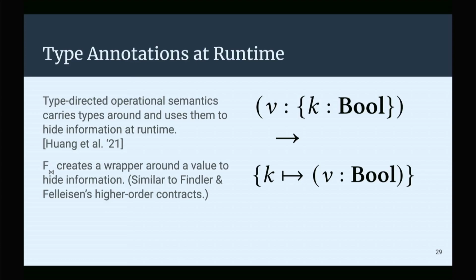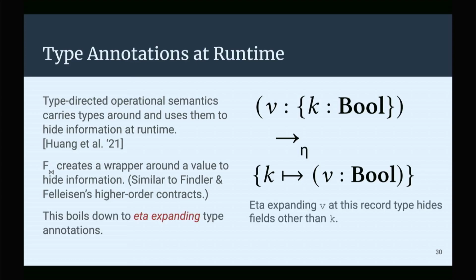This is similar to how higher-order contracts work. And in fact, this isn't really a novel idea at all, because it's exactly the expansion for the record type. We started with a value v that might have been a record with many fields. We annotated it with a record type that only mentioned one field. And the idea here is that we build up a new record that only exposes that one field, k.